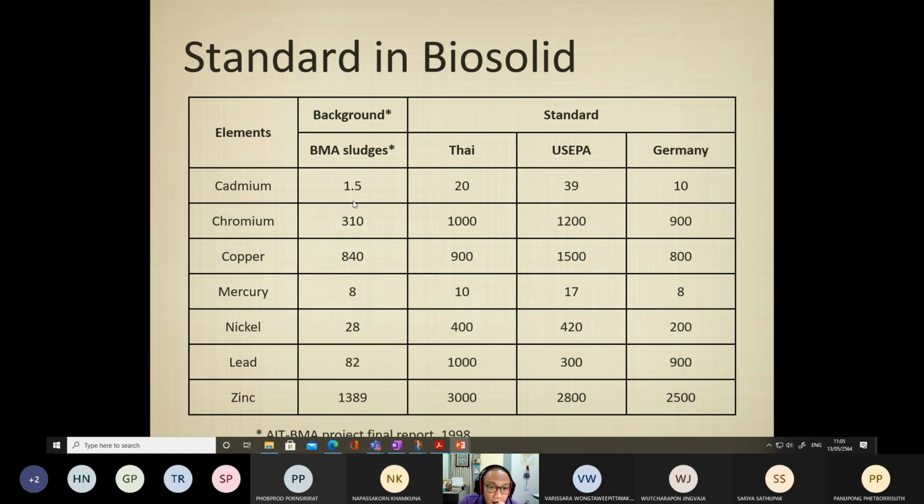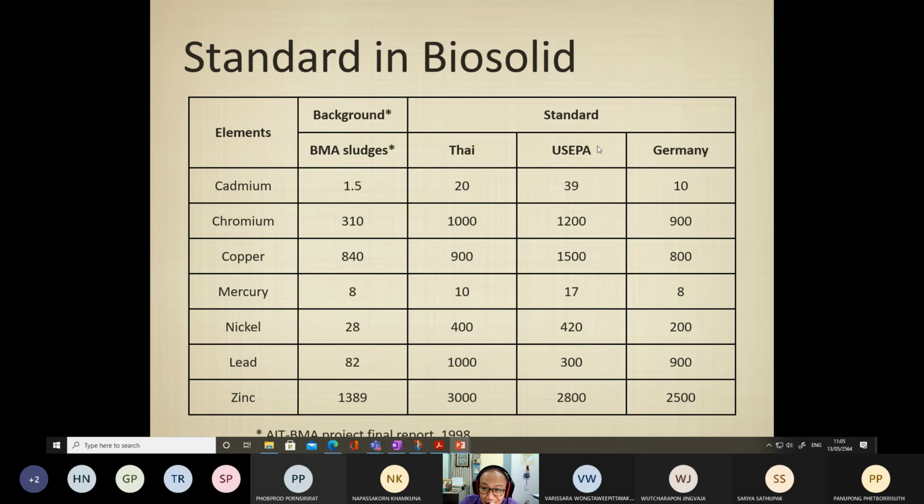But anyway, the results obtained from the analysis show that some of the sludge contains some heavy metals, for example, cadmium and chromium. The most common metal found in this sludge is zinc. Okay, this one is the zinc found in the sludge. I think the unit should be expressed in micrograms per gram of sludge, but anyway, just check again.